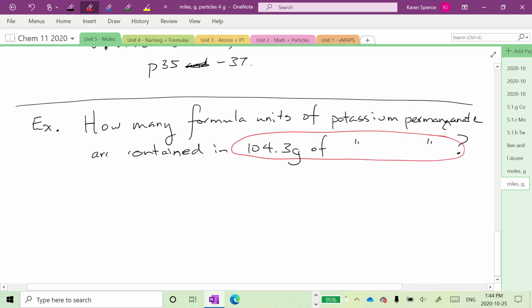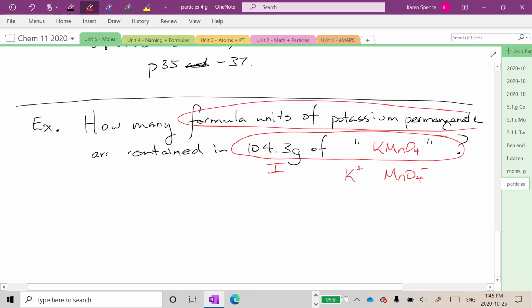Now, wouldn't it be nice if we had a formula for potassium permanganate? Potassium is plus, permanganate, go look it up on your table of polyatomic ions. It's -1, so that's going to be KMnO4. So we are starting with grams of KMnO4, and our unknown is the formula units of KMnO4.